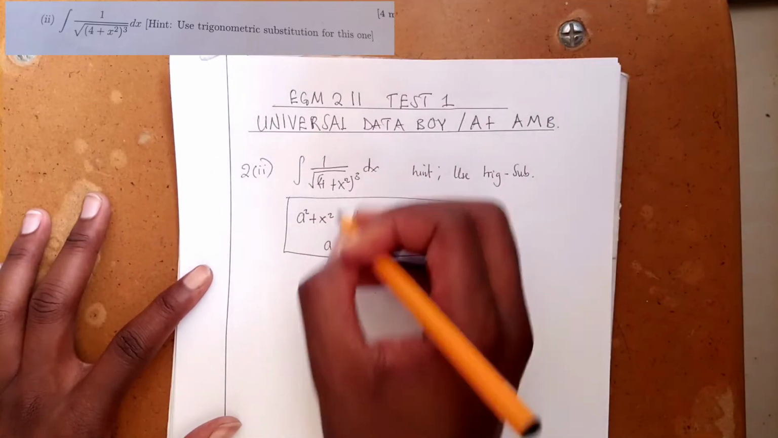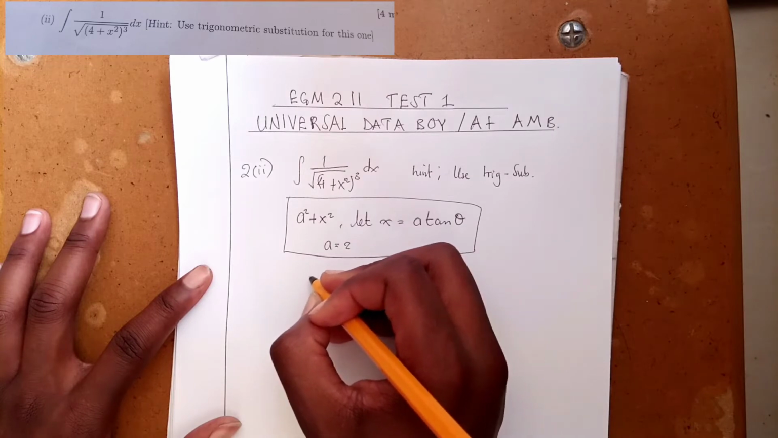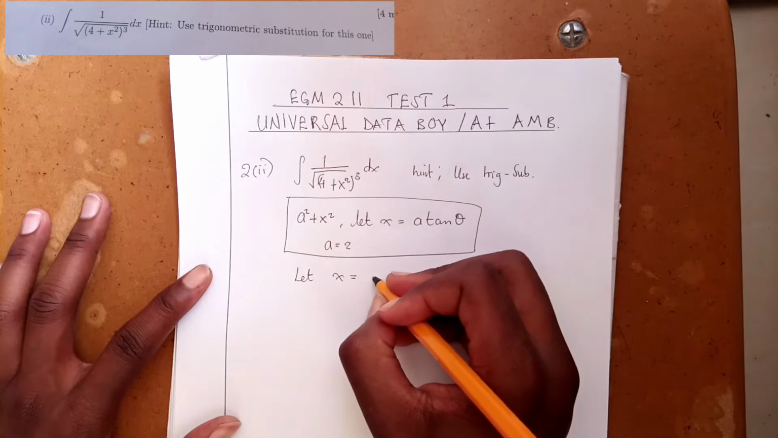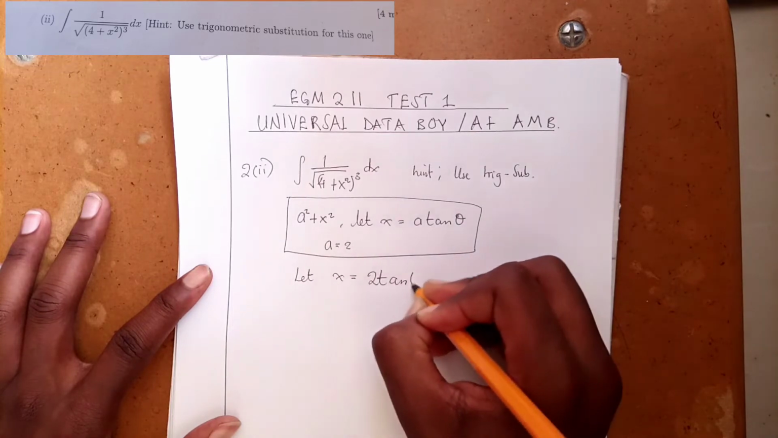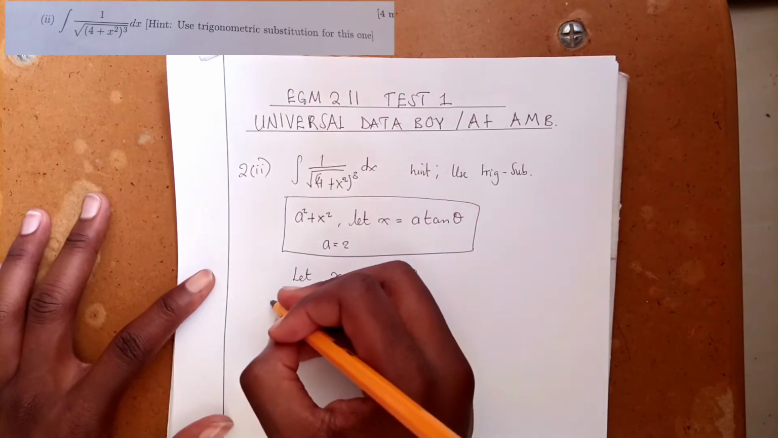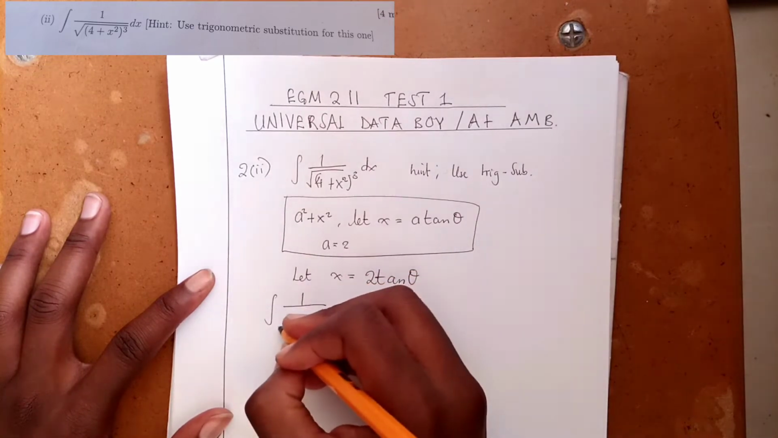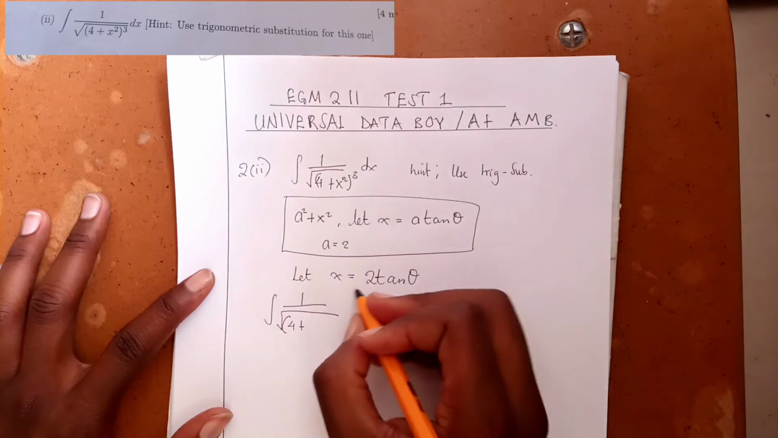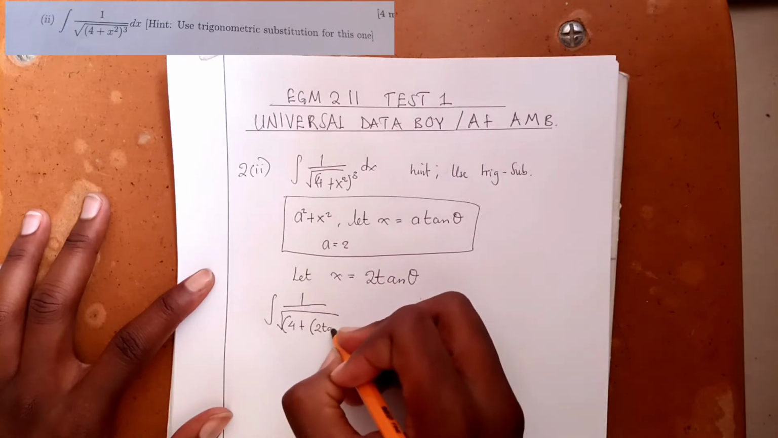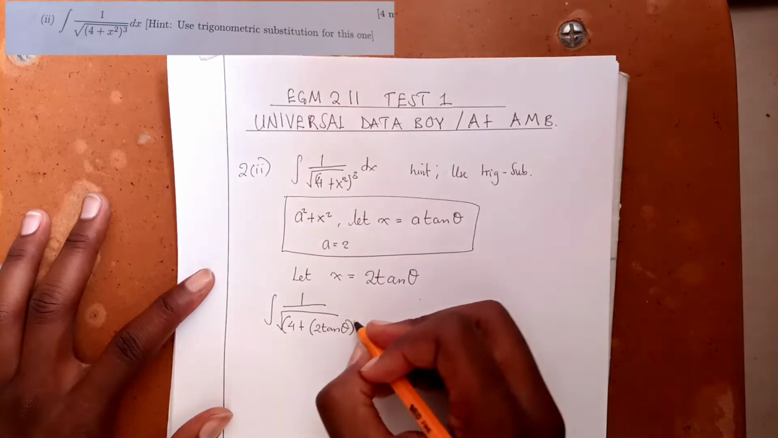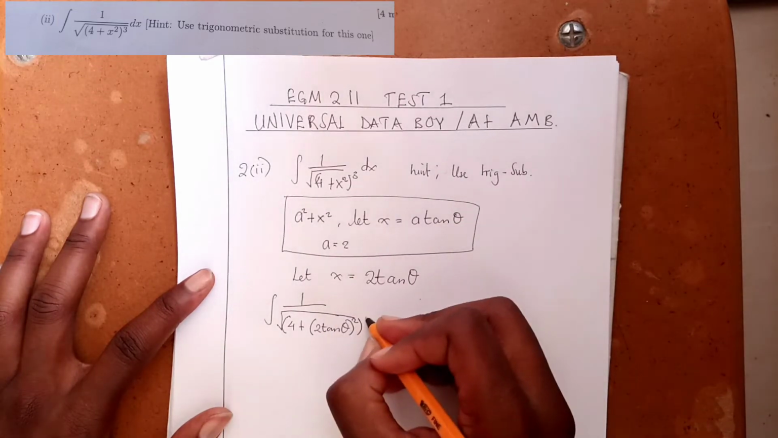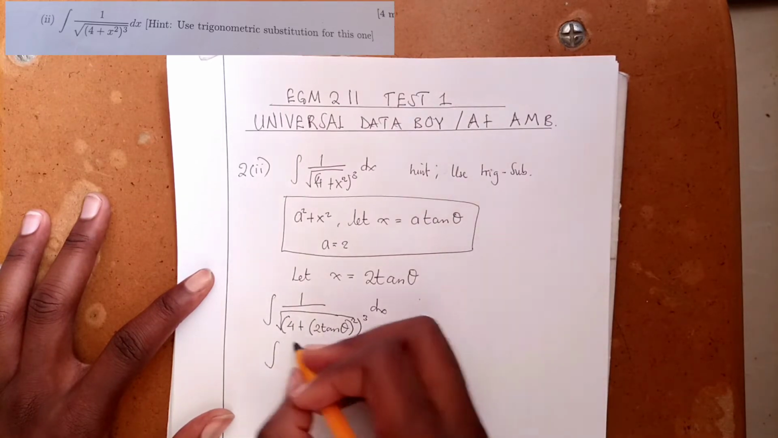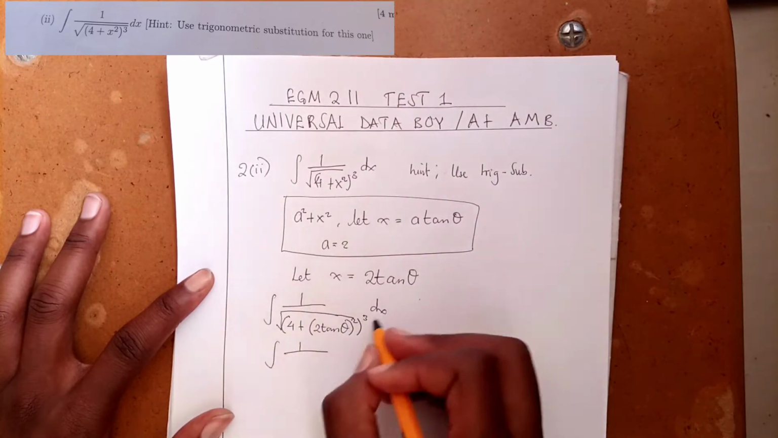So in this one, you are going to see that we'll have to let x equal to 2 tan theta. So now we're being given the integral of 1 over the square root of 4 plus, where there is x, we'll put 2 tan theta, but then remember x is squared, and then the whole of this is cubed, dx. Never forget the variable of integration dx.